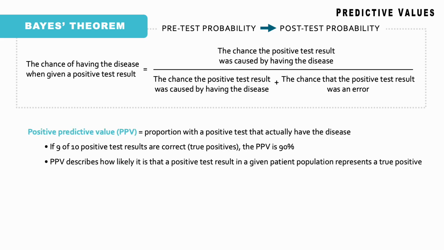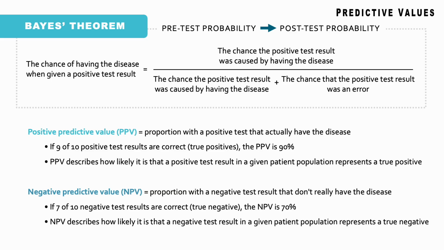Positive predictive value describes how likely it is that a positive test result in a given patient population represents a true positive. And negative predictive value describes how likely it is that a negative test result in a given patient population represents a true negative. We have to interpret test results in light of the risk group the patient comes from.